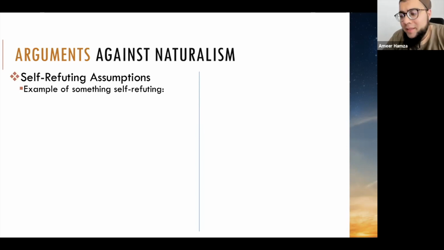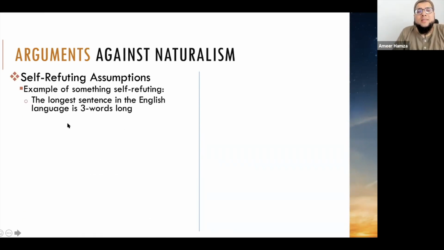So I'm going to put up an example, and tell me, why is this claim self-refuting? Here we go, ready? The longest sentence in the English language is 3 words long. Now, why is this a self-refuting claim? Very good, Mason. MashaAllah, got to it right away. The sentence itself is longer than 3 words. So the very length of the sentence contradicts the claim. Understood?